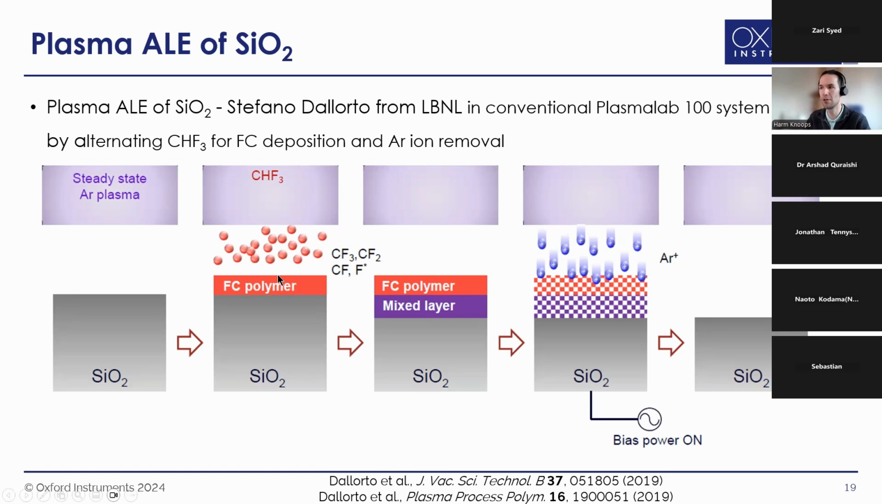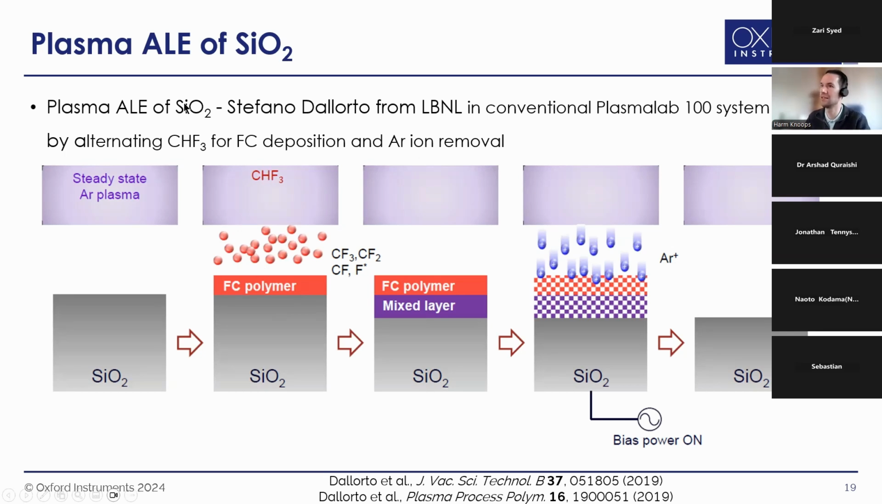Note that this process is also typically labeled quasi-ALE, because this FC polymer, if you do it longer, you will get more polymer. It gets thicker and thicker. So this step is not really self-limiting, and that makes it a quasi-ALE process. Nevertheless, you can get very nice control.